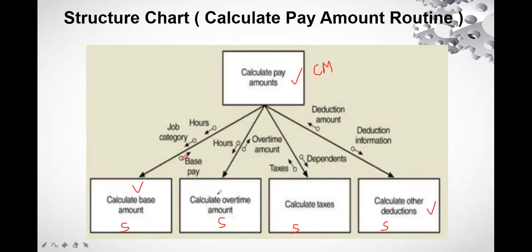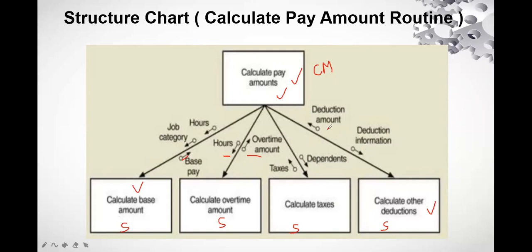Next, for calculating the overtime, what I need is to define the overtime and get the total number of hours. For calculate taxes, I need to get the dependents, and this will give the calculation of taxes to this, right? It will receive the calculation of taxes. Next, calculate other deductions.